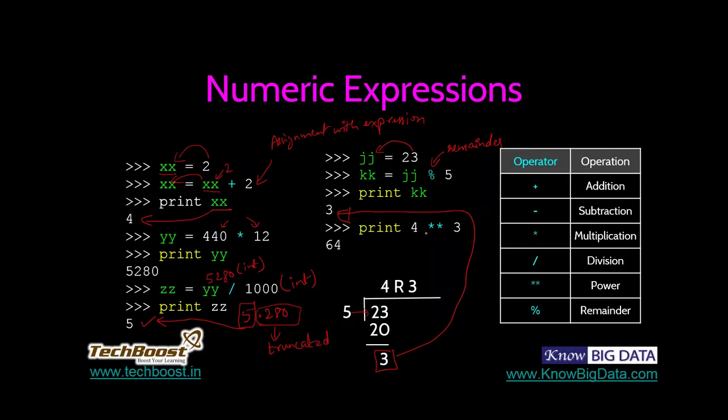All right, let's see the last one, which is here as 4 double star 3. What is 4 double star? Double star is power. The power gives you the raised to the power, which we know in mathematics. 4 raised to the power 3 is 4 into 4 into 4, which gives you 64, isn't it?